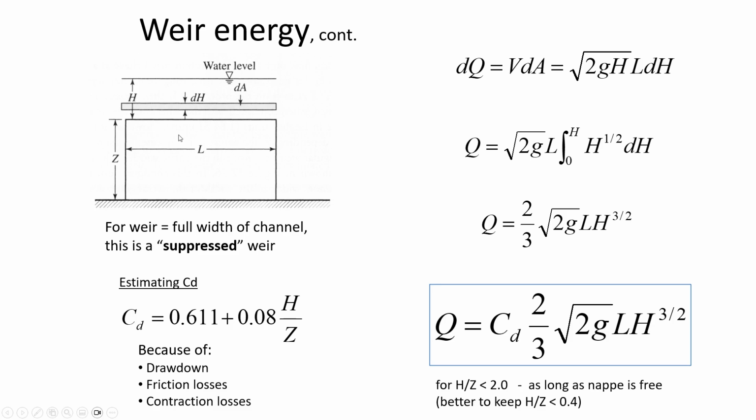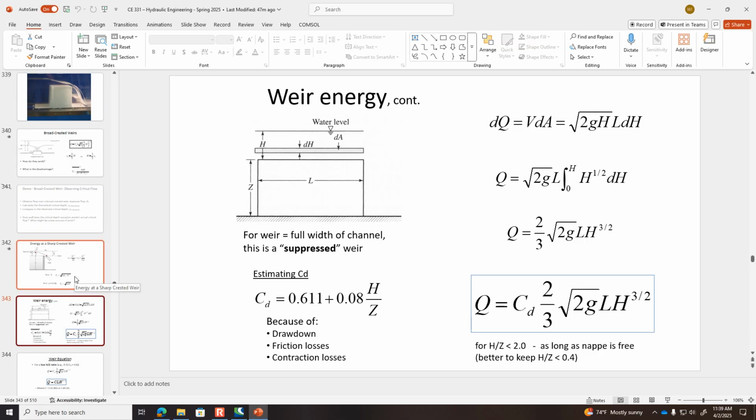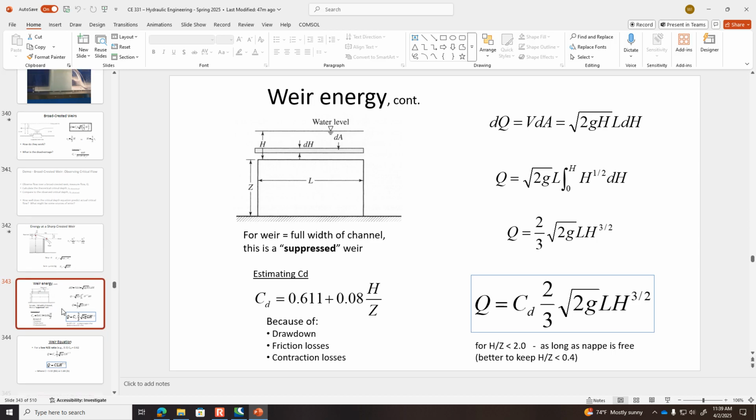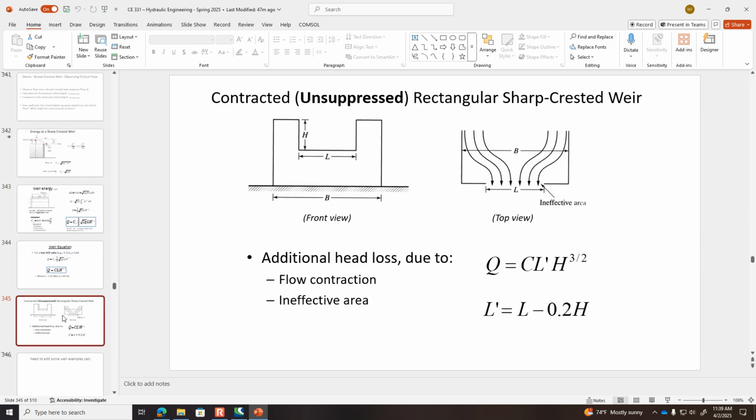A suppressed weir, this terminology is important. A suppressed weir is when the location of the overflow is the full width of the channel. And let me just jump ahead for a moment and show you an unsuppressed weir, because you don't really appreciate what a suppressed weir is until you see one that's unsuppressed. And so this is an unsuppressed weir. So this rectangular shape is like the width of the channel.